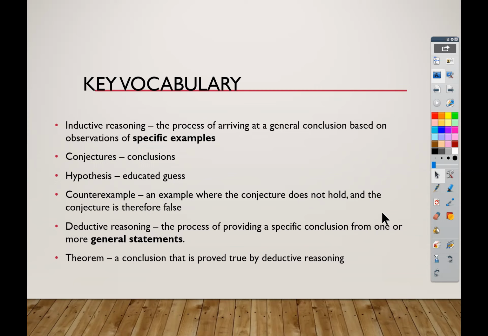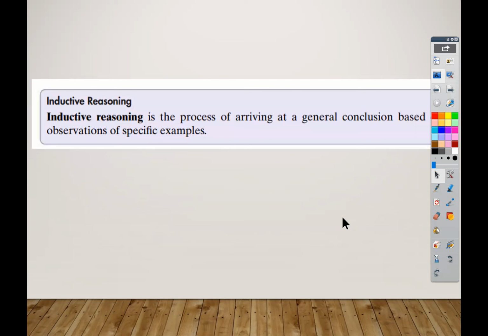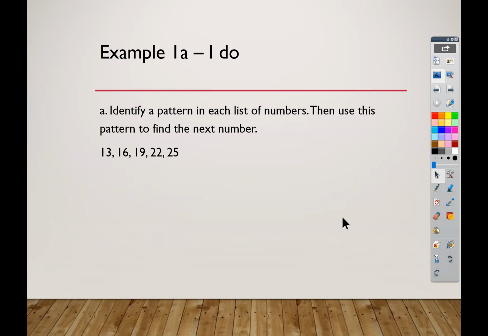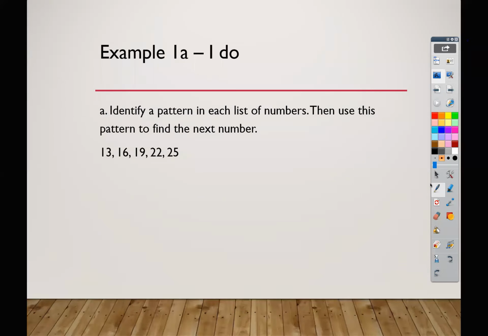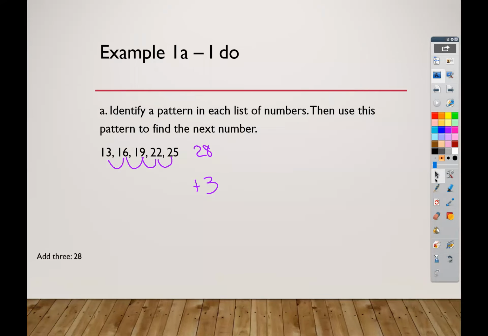So inductive reasoning works from specific examples. Deductive reasoning works from more general statements. So the first example is: identify a pattern in each list of numbers, then use this pattern to find the next number. So what are we doing between all of these numbers? We are adding 3. So if I add 3 to 25, I would get 28, which is my next number.